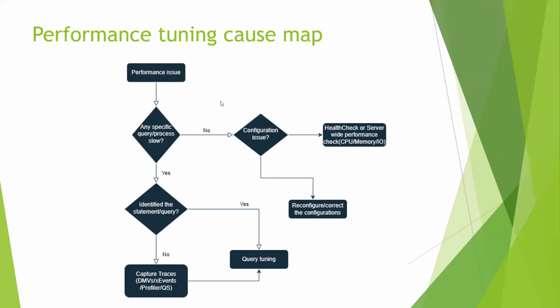One is general performance. The second one is query tuning, query performance. That's it. So at any point of time, if the application says that there is an issue, we'll have to consider one of these two. So either it is a general or it is a query level performance issue.